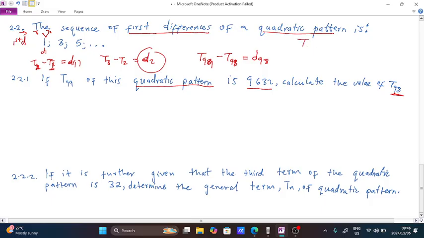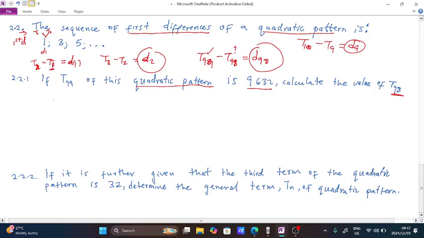T10 of the quadratic minus T9 of the quadratic gives difference number 9 of the first difference. So T99 and T98 give difference number 98 of the first difference. Now let's see. Do we have T99? Yes, they are looking for T98. But do I have term number 98 of the first difference? I can get it.